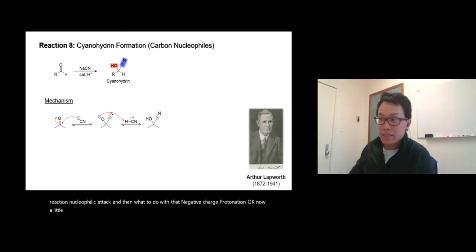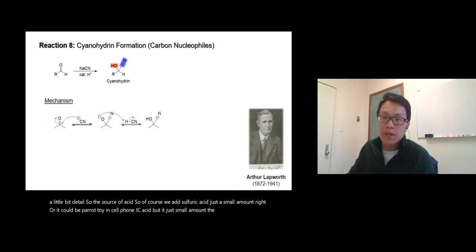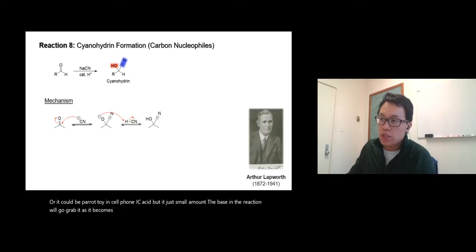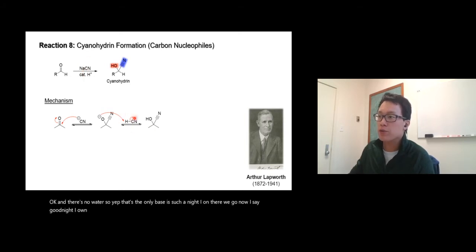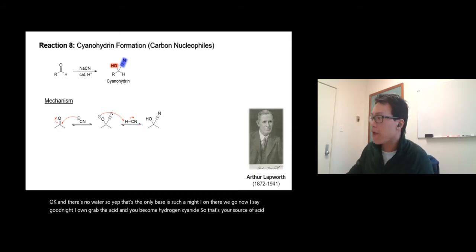So the source of acid. Of course we add sulfuric acid, just a small amount, right? Or it could be para-toluenesulfonic acid, but it's just a small amount. The base in the reaction will go grab that acid and become protonated first. That's the reason why I use hydrogen cyanide instead of sulfuric acid in here. Okay, and there's no water, so your only base is cyanide ion. Here we go. Now, cyanide ion grabs the acid and becomes hydrogen cyanide. So that's your source of acid. Another leveling effect. Okay. All right.